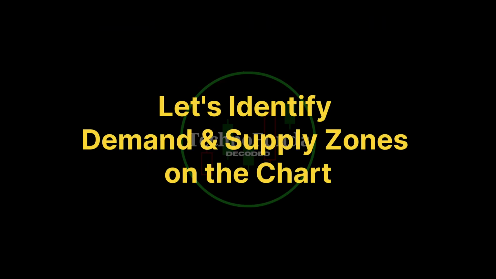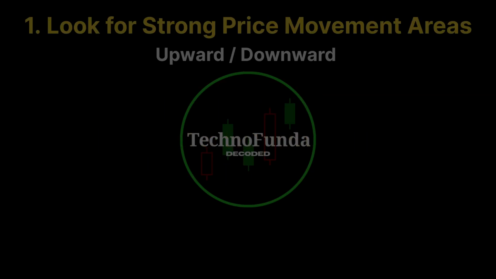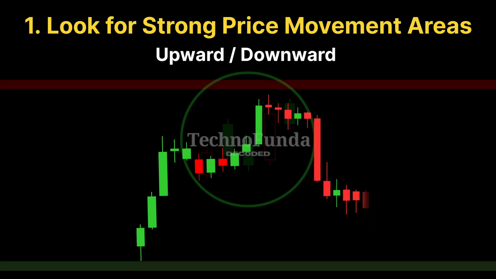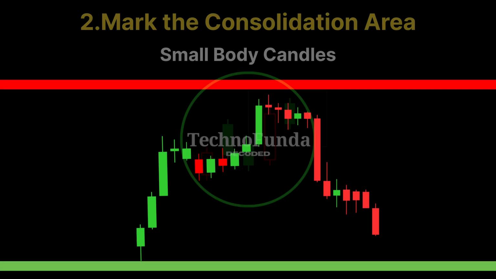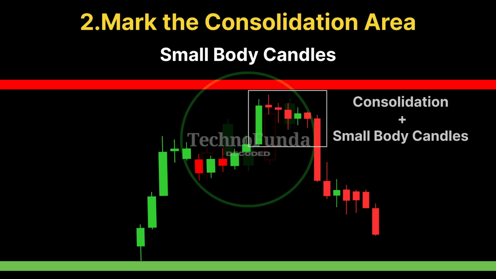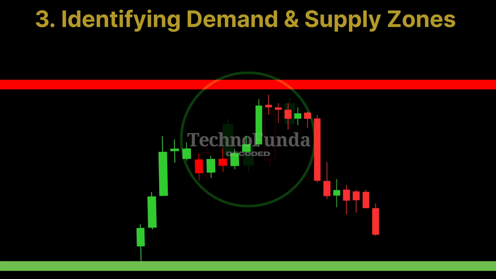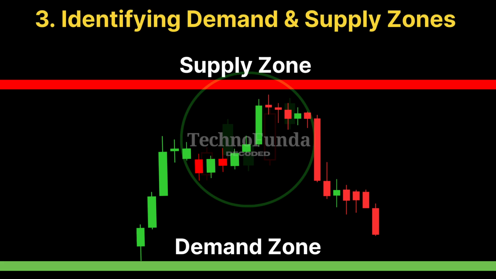Now, let's identify demand and supply zones on a chart. First, look for areas where price made a strong move up or down with minimal pullback. Second, mark the base area where price consolidated or formed small-bodied candles before the strong move. Third, the top and bottom of this base becomes your supply and demand zone respectively. Fourth, extend the zone into the future to see how price reacts when it returns to that level.